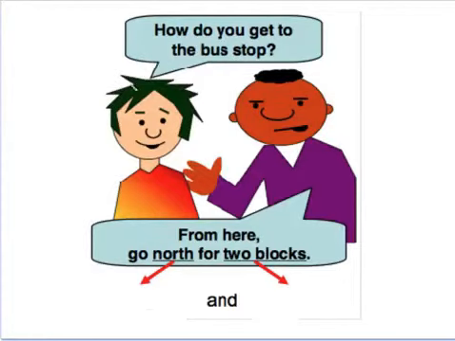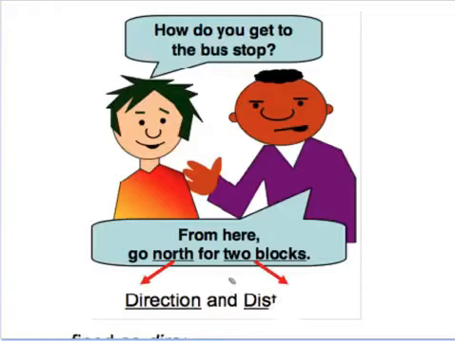And let's say you need to know how to get somewhere. So how do you get to the bus stop? And with vectors, you have a direction and a distance. Okay, so we're combining those two things. So when this guy replies, go north for 2 blocks, well, the north is the direction, and then the 2 blocks is how far to go, or the distance.